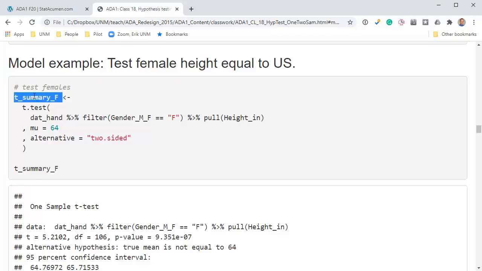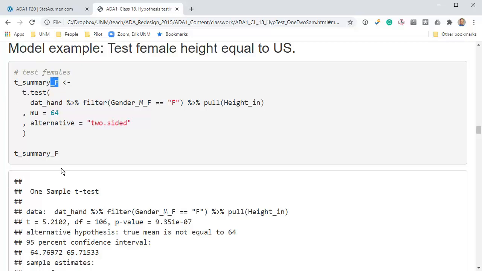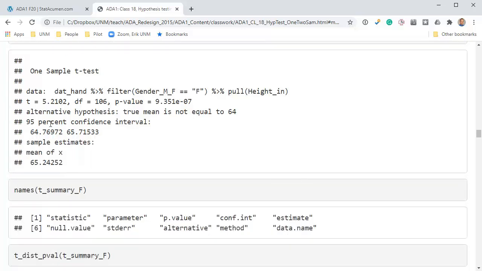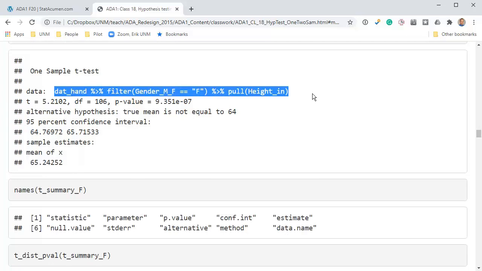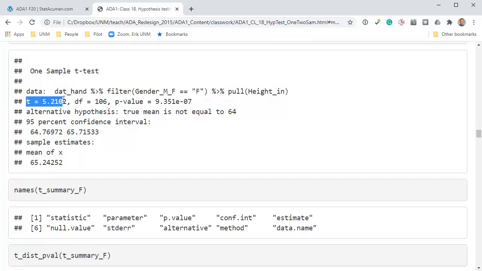All right, the result goes into t_summary, and I did _f for females, and here are the results. It shows how we got the data in there. It gives us our t-statistic, that's the thing that we care about, and it gives us our p-value, the other thing we care about. The degrees of freedom is based on the sample size, and it is adjusted for the number of parameters that we needed to estimate, after estimating the mean and the standard deviation from our sample, to get our t-statistic.